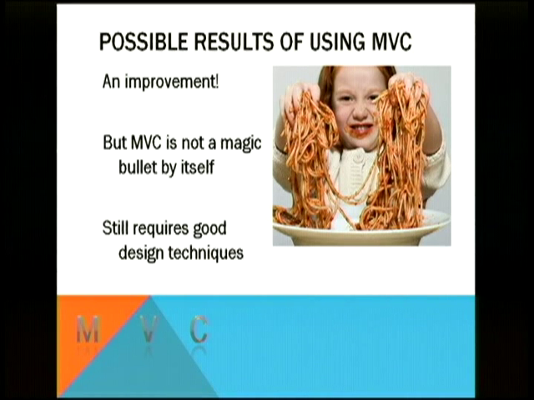So the possible results of using Model View Controller: it's a little bit better. You can see that you've got two masses of spaghetti that are talking through well-defined interfaces, but the individual masses of spaghetti are still masses of spaghetti. Model View Controller alone is not enough to create a good, robust architecture. You also need some good design techniques, and we'll talk about that as we go along too.